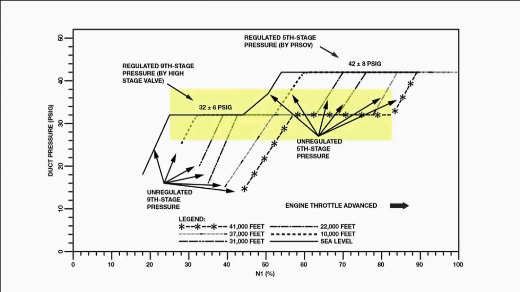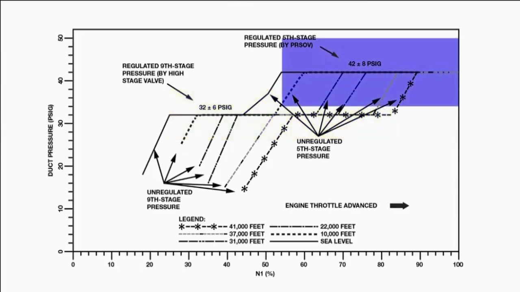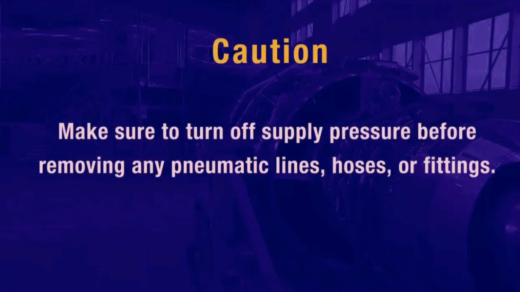Another thing to keep in mind when using these charts is the pressure tolerances. Remember that when the system is operating in the regulated high stage mode, the HSV is regulating the 9th stage air to 32 psi plus or minus 6 psi, and when operating in the regulated low stage mode, the PRSOV is regulating 5th stage air to 42 psi plus or minus 8 psi. Now let us see where to attach test equipment and some troubleshooting examples.